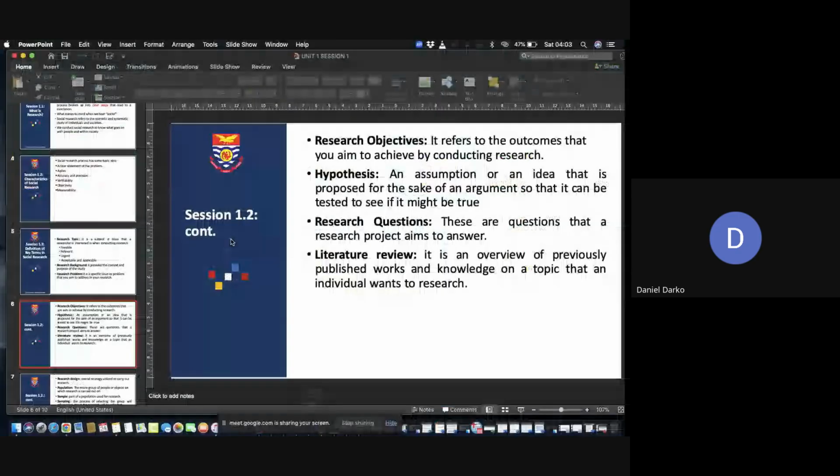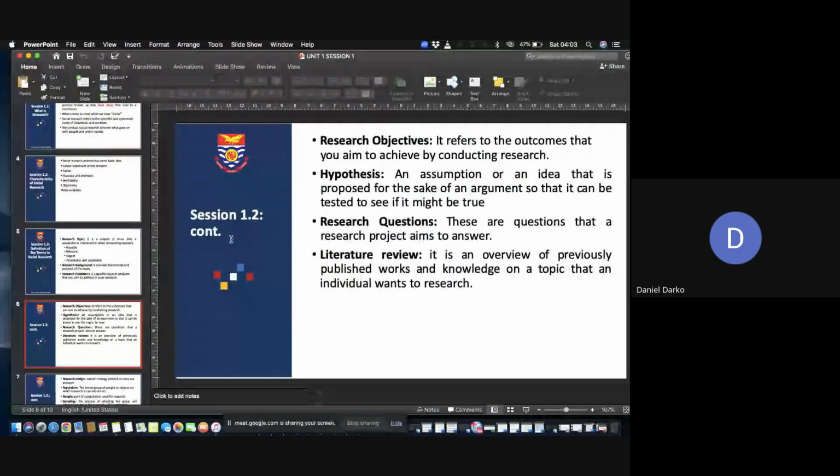Let's continue. Research objectives are the outcomes that you aim to achieve by conducting the research. Hypothesis is the assumption or idea that is proposed for the sake of an argument so that it can be tested to see if it might be true or false. Research questions are the questions that you want to ask in order to answer.